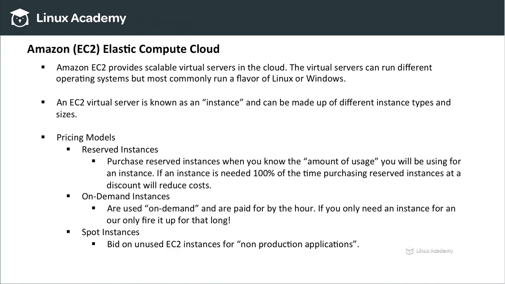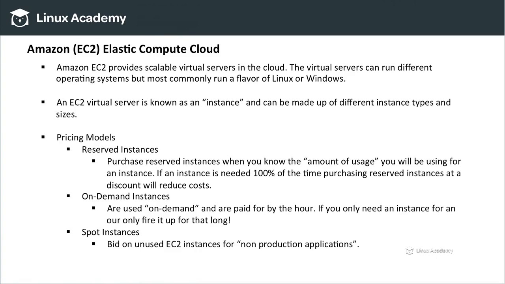And what happens when we reserve these instances is not only does it reserve it for us inside the availability zone, but it reduces those costs of hourly usage. So the amount we pay per hour goes down. And on-demand instances are used on demand. They're paid for by the hour. It means you spin them up when you need them and you spin them down when you don't need them.